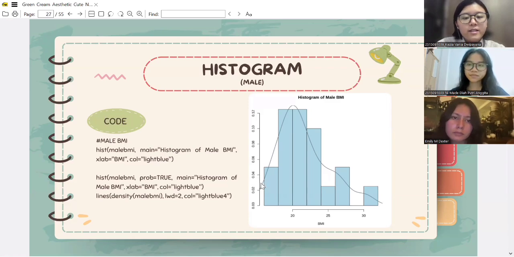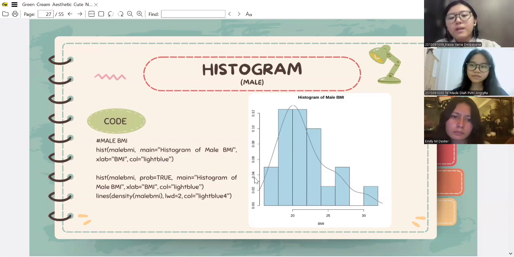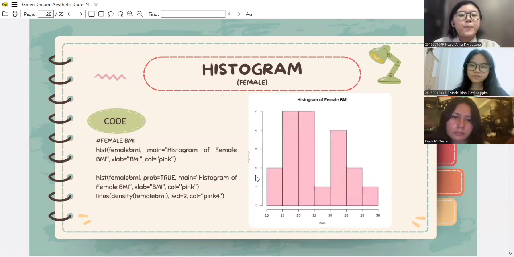Just like our analysis before, this histogram distribution is approximately bell-shaped, but not quite symmetric. Bell-shaped means normal distribution, so this BMI distribution is approximately normally distributed. Now we will move on to the histogram for females.